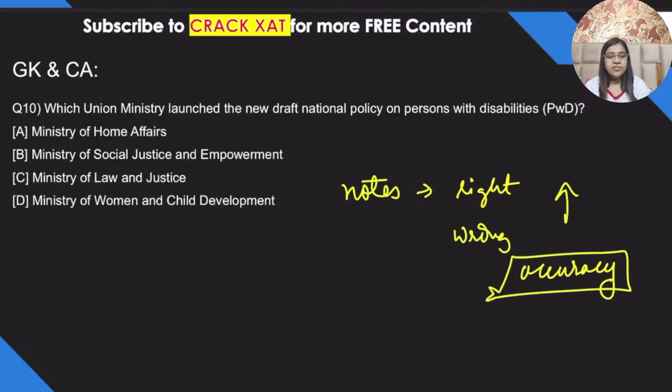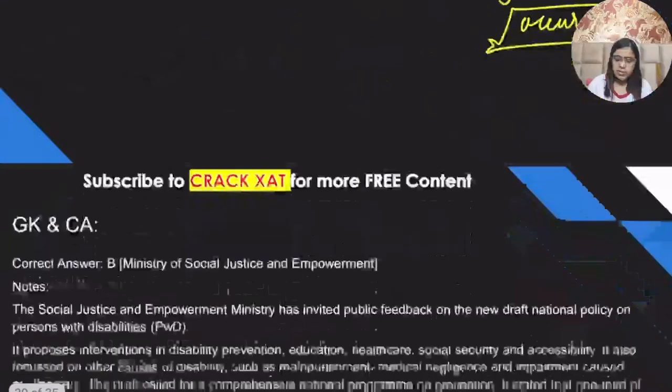Plan out anything. What do you think? Will it come under home affairs? Will it come under social justice? Will it come under law justice or women and child? Of course not women and child. Exactly, Komal. D to ho hi nahi sakta. Because it's not about women and children. It's about any person who has disability. Home affairs will not take care of this. Women and child development will not take care of this. It's either law justice or social justice and empowerment. And let me tell you, when someone is having a disability, we need to focus on empowerment, and of course the kind of social justice for them. So B is the answer.